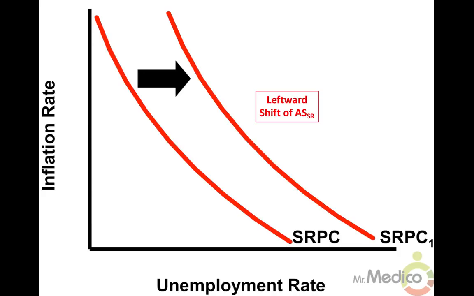So this can happen as an economy self-corrects in the long run. So if there's a leftward shift of aggregate supply, we have higher prices and higher unemployment. We would call that stagflation. This would be an example of stagflation as shown by the Phillips curve. So a leftward shift of aggregate supply is consistent with a rightward shift of the short-run Phillips curve.